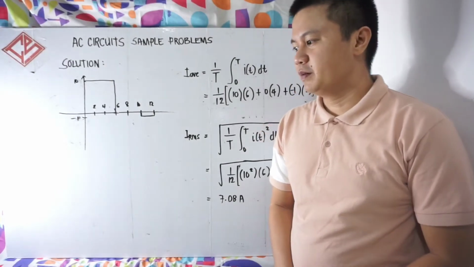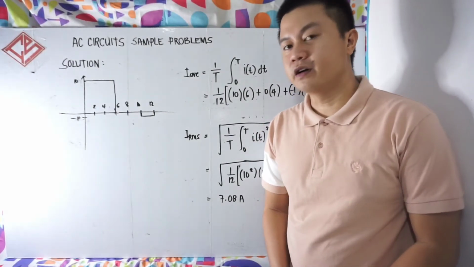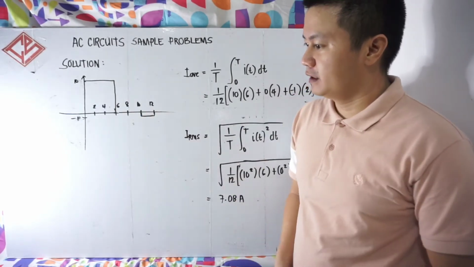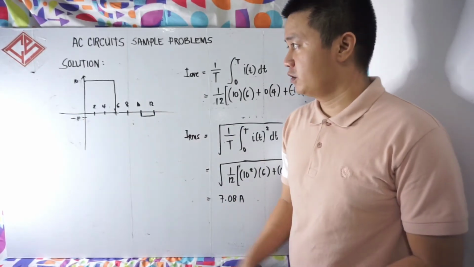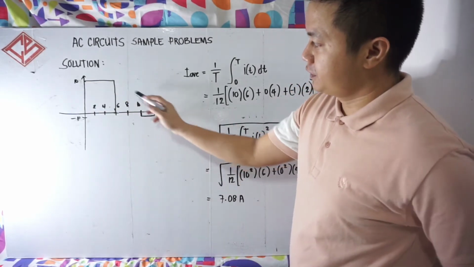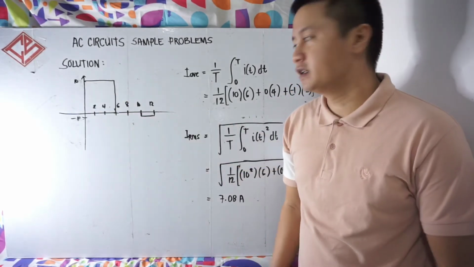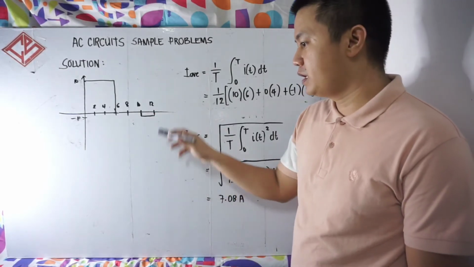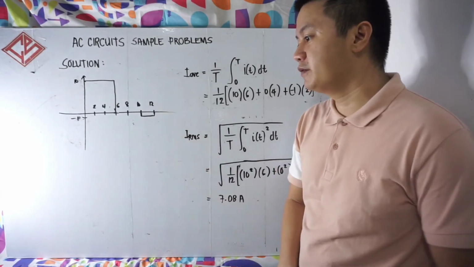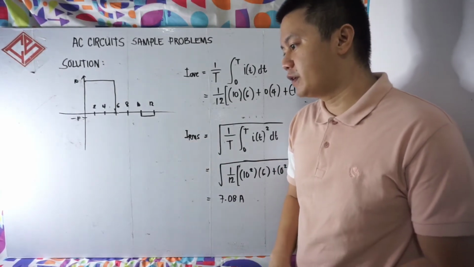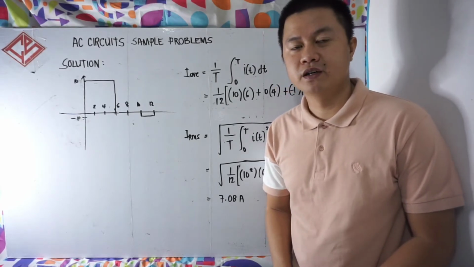For this problem, we are given a varying current. As shown, for the first 6 seconds you have 10 amperes. For the next 4 seconds, you have 0 amperes. And then for the next 2 seconds, you have a value of 1 ampere but in the negative or reverse direction. We're asked to find the average and the RMS values of the current.